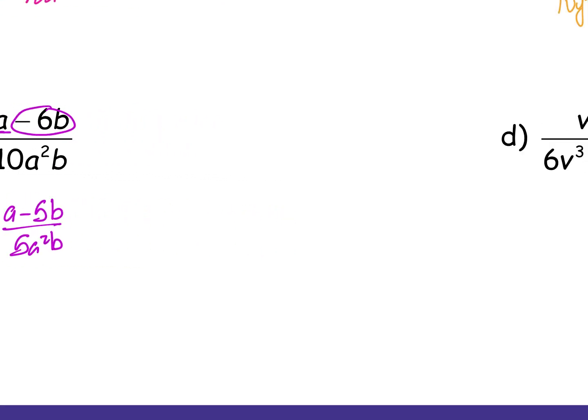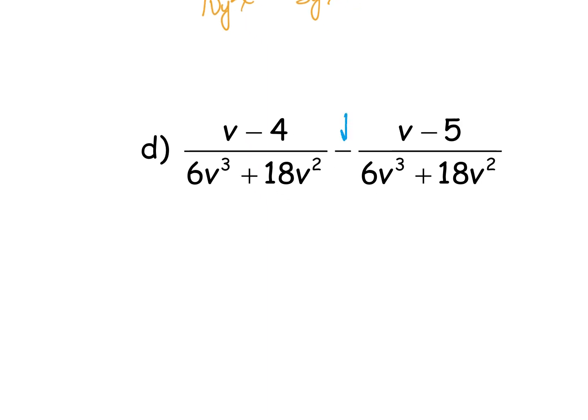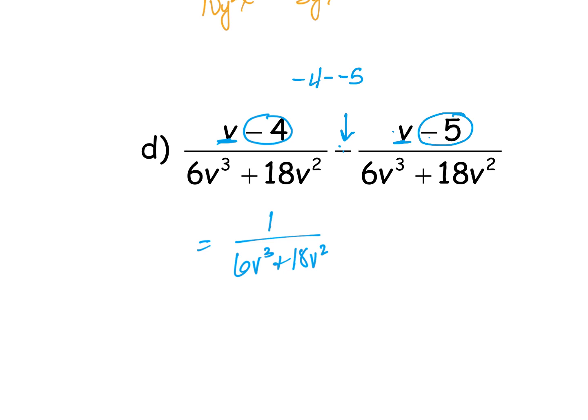Okay, and then number 4, again, I've got a subtract sign here. So if my like terms are v, and then the numbers. So v minus v is 0. And negative 4 minus a minus 5 is negative 4 plus 5, so that equals 1 over 6v cubed plus 18v squared. Because this would be written as negative 4 minus a negative 5. Minus a minus is, yeah, so negative 4 plus 5.